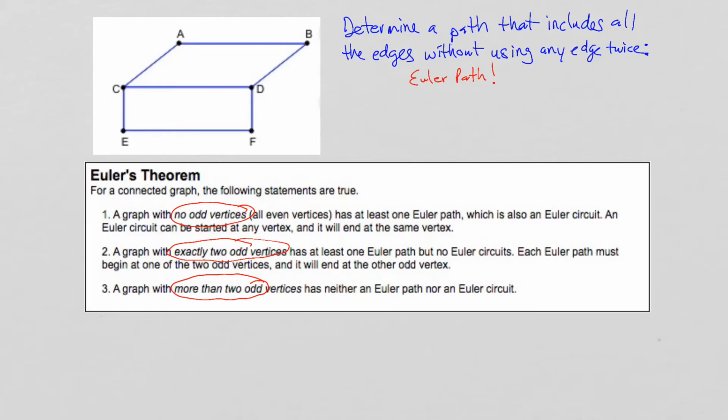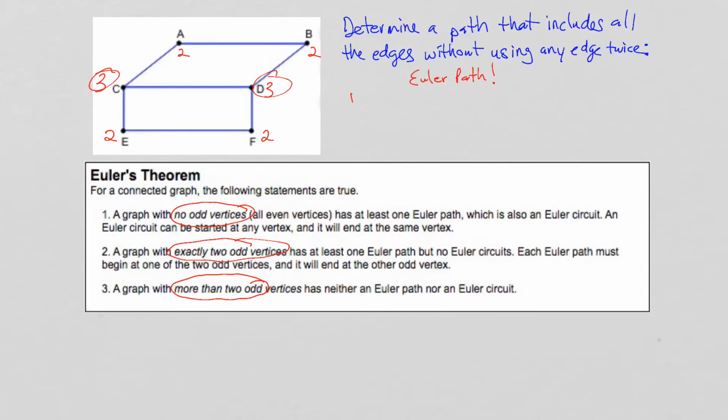So if we take a look, this one is degree 2. There's 2 edges coming from that vertex. There's 3 edges here. There's 2 here, there's 2 here, and there is 3 there. So this does have 2 odd. Because it has 2 odd, each Euler path must begin and end at one of the 2. So basically, we can pick either C or D, and I'm going to pick D.